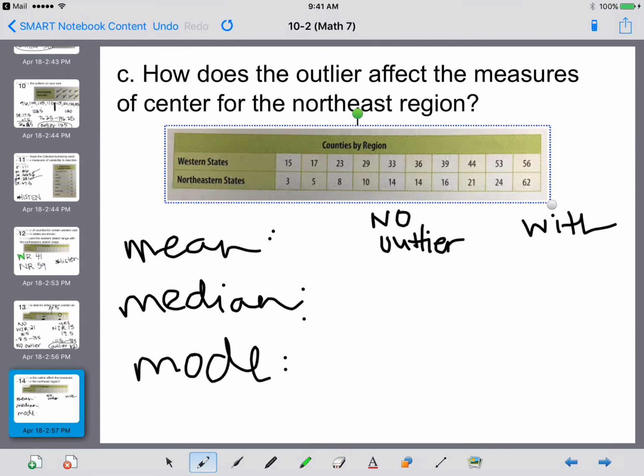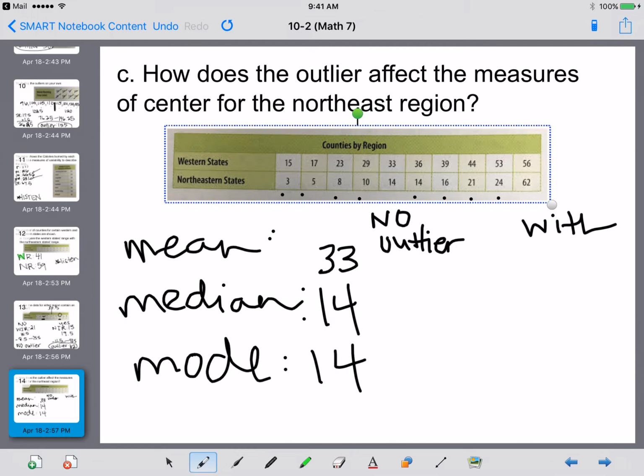So our mean without the outlier is adding up all of our numbers except for 62. So we'll have 3 plus 5 plus 8 plus 10 plus 14 plus 14 plus 16 plus 21 plus 24 to get 160, and then we're going to divide by how many numbers we just used. So 2, 4, 6, 8, 9. So our mean without an outlier is 33. Our median, not including the outlier, is 14, and our mode is 14.